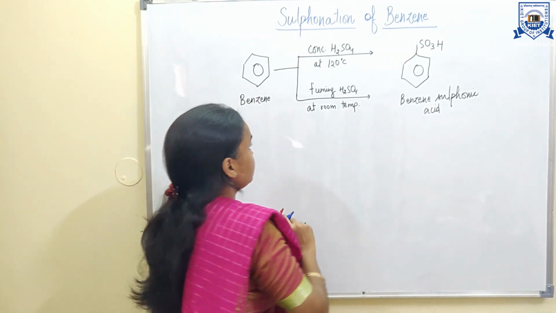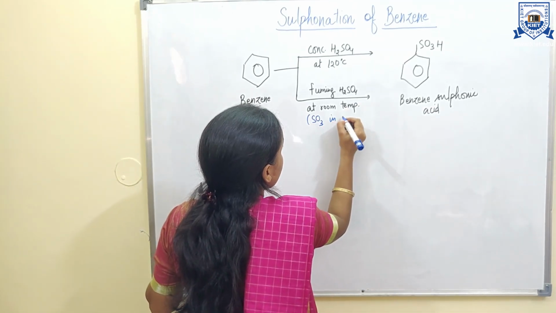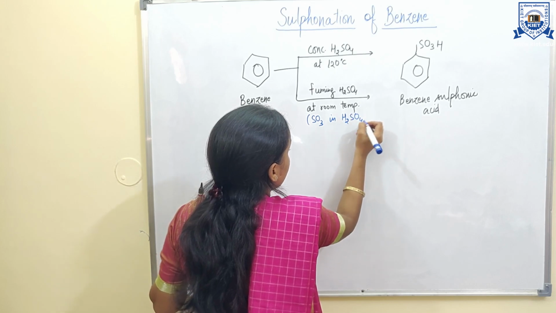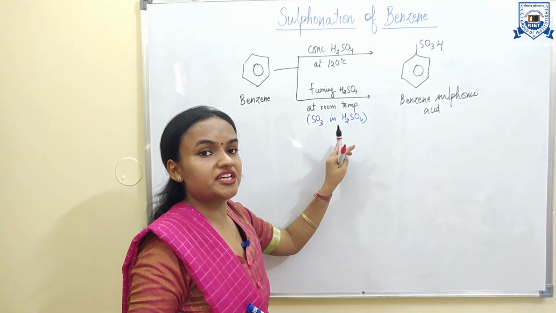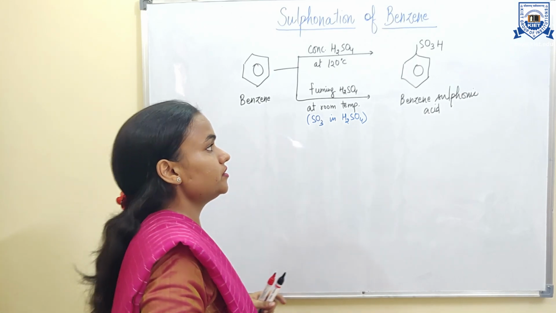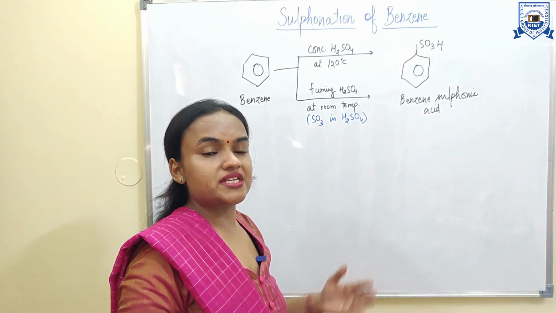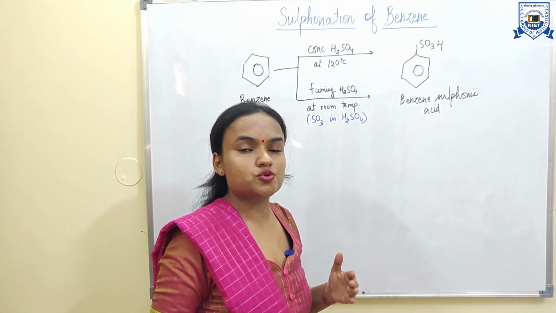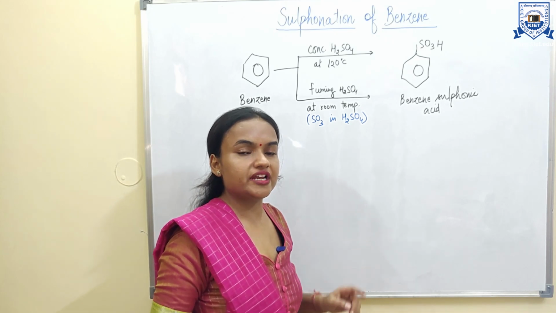Fuming sulfuric acid basically contains sulfur trioxide in H2SO4. This reaction occurs fast because there is no need to generate the electrophile, as sulfur trioxide acts as an electrophile. So the basic mechanism of the sulfonation of benzene is the same as the other electrophilic substitution reactions of benzene. The first step is the generation of the electrophile.